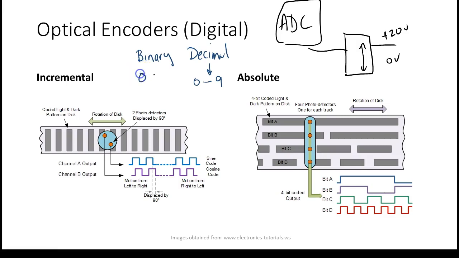In binary, we only have 2 states that a digit could have. This is a 0 and a 1. And then we combine this to form numbers, or we can use it to form codes. But this would be an example of a binary number.